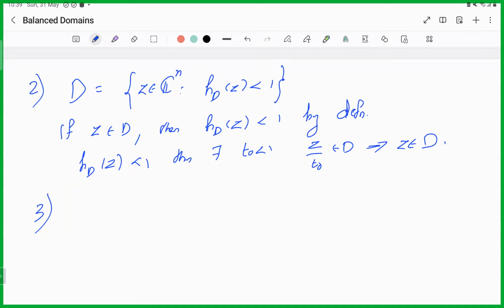So naturally another question will come. If the domain D is the sublevel set of the Minkowski function, then what can you say about the boundary of D? Is the boundary of D exactly the same as the set where H_D of z equals 1? What is your answer? Is it true or not?